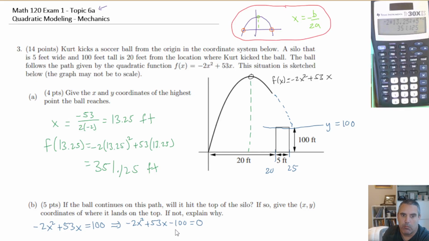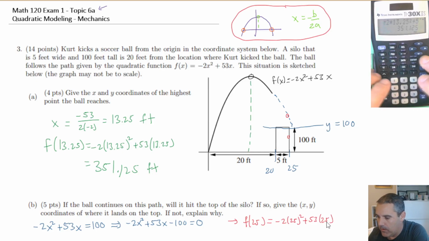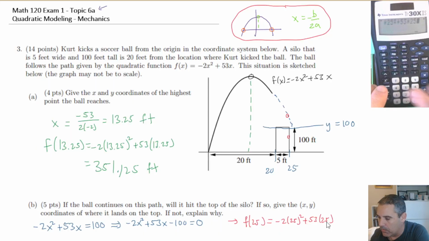Some other students were more clever, and they just said, well, I don't even need to solve. I just maybe could plug in 25. So that was clever. They plugged in 25, and they tried to figure out if the height was above or below this, because that would give you some information. So let's try that method. We're going to plug in 25: negative 2 times 25 squared plus 53 times 25, 75.